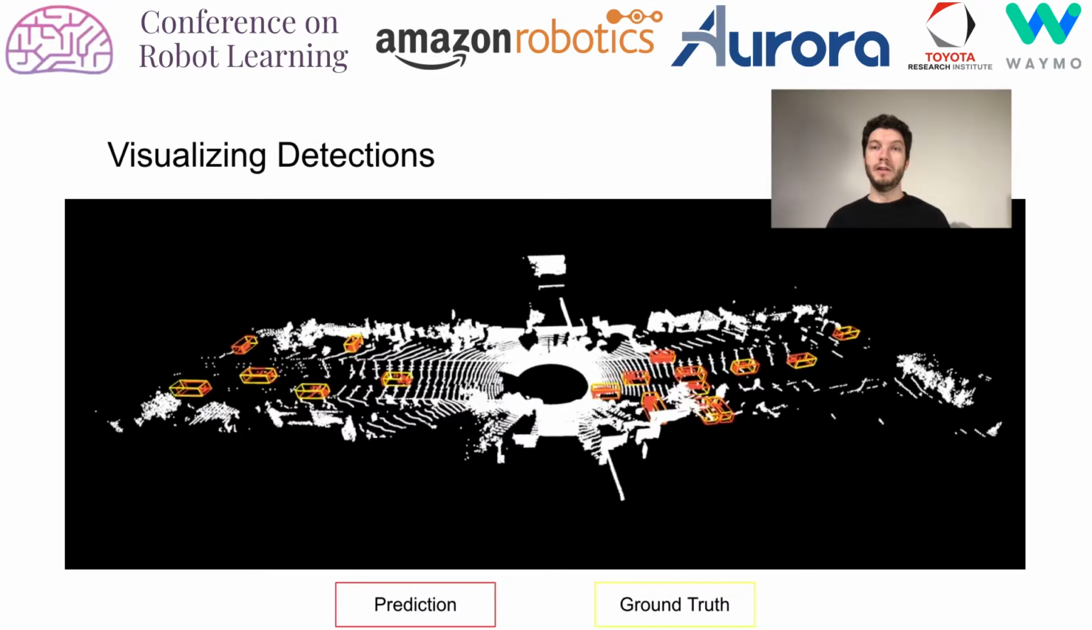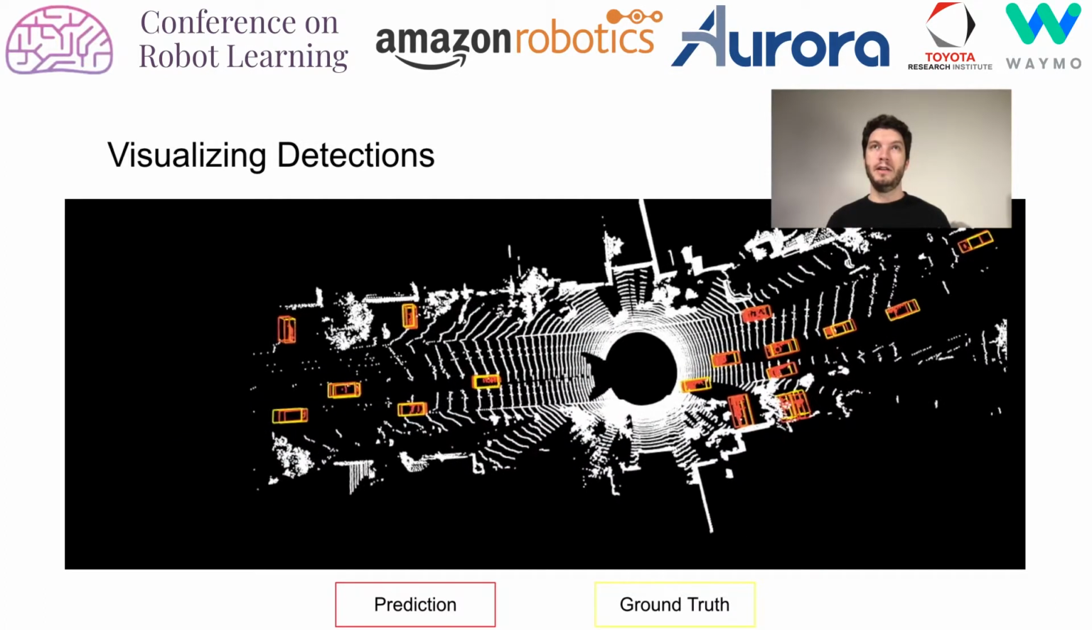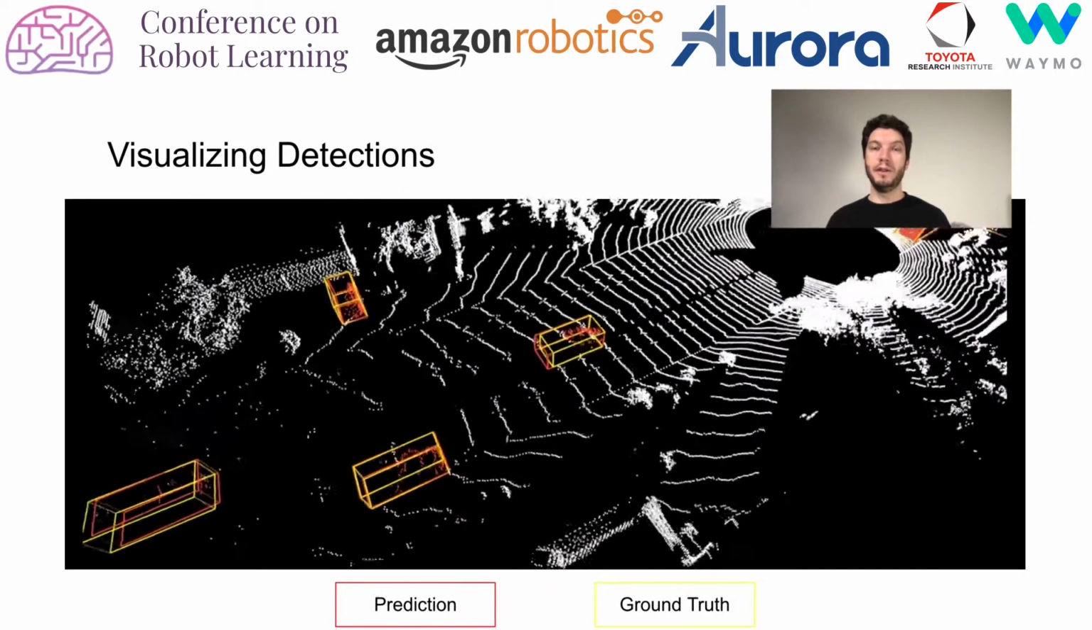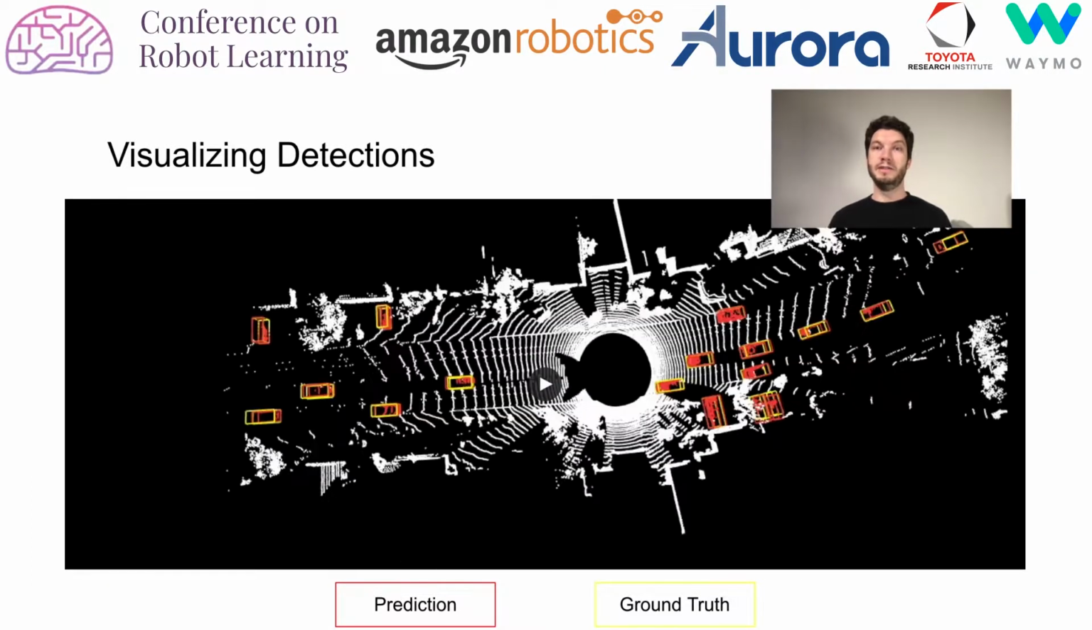In this scene, we make a qualitative assessment of the quality of the detections. We can see that the predicted boxes in red overlap quite well with the ground truth in yellow, not just in the bird's eye view, but also in 3D where the height is well aligned.